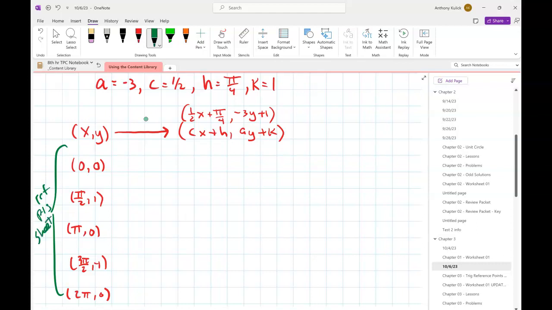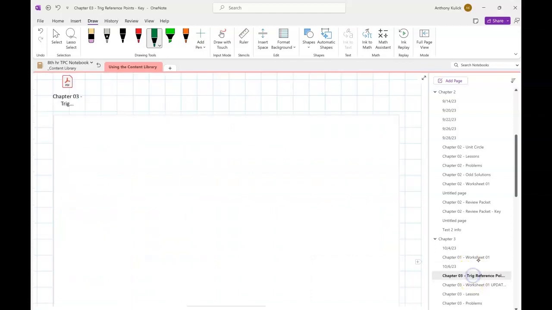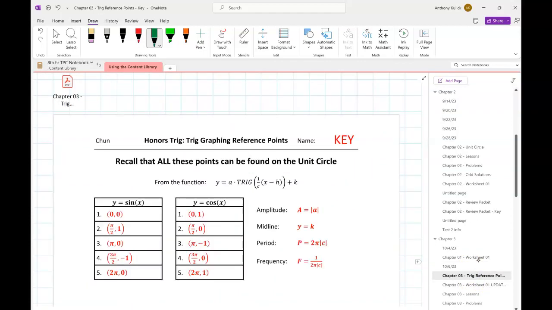So again, those points are just coming from the reference point sheet. Why did I choose those ones versus any of the other ones on the sheet? Because the function we're graphing is a sine function. So I needed to pick the reference points for sine. Oh, there are 3 different sets. So they're broken up for us. It'll tell us what's what.